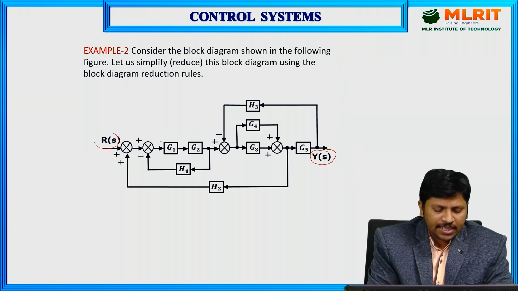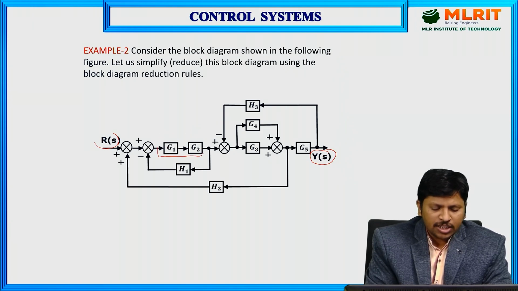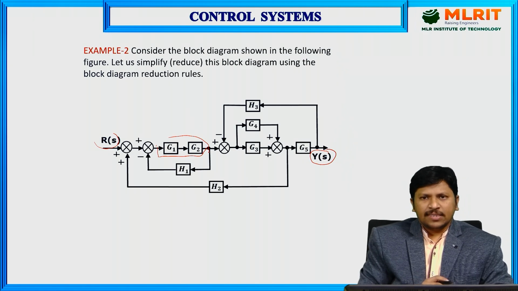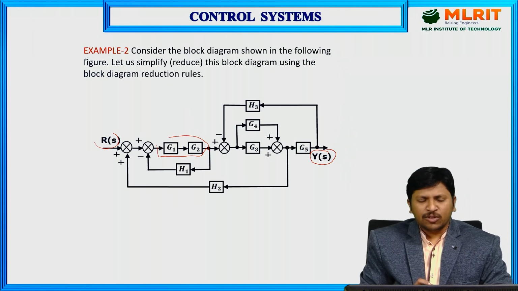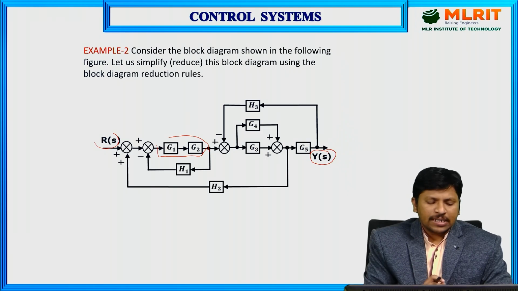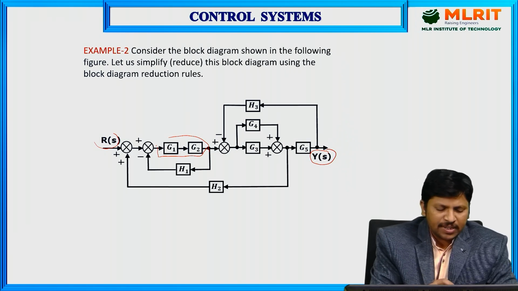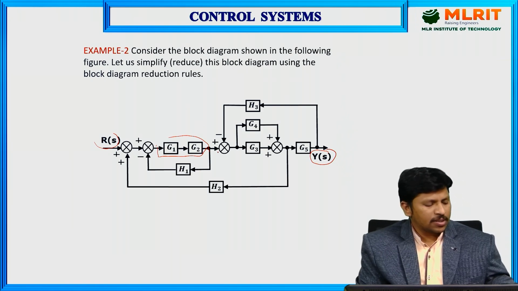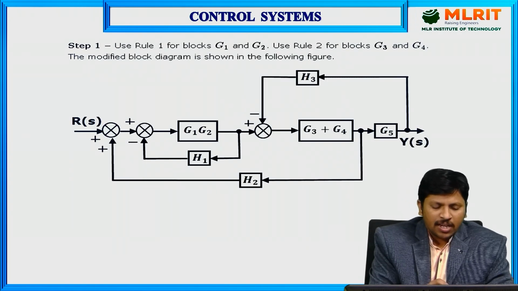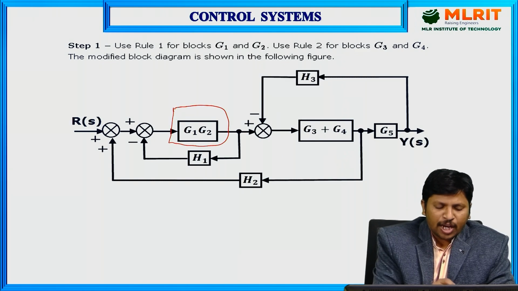See here, G1 and G2, these two are in series connection, or cascade form. So now we are going to apply the reduction rule, that is, combine the series blocks into a single block. Here G1 and G2 are combined into a single block. Just observe in the next slide, from this I am getting like this.